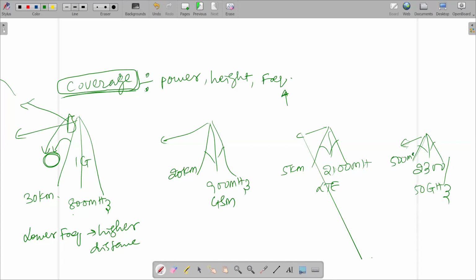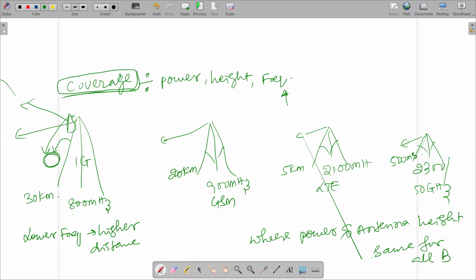Where I can simply say power and antenna height are the same for all base stations. So definitely frequency will affect the coverage. Now you got it? Yeah, fine.